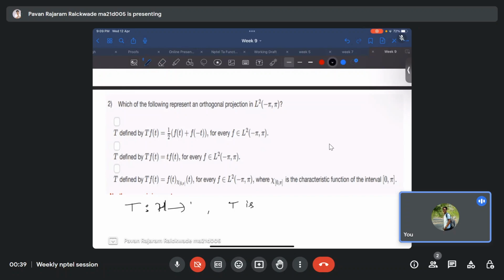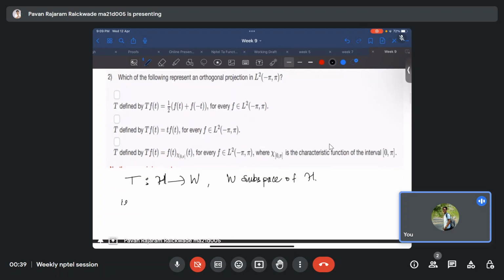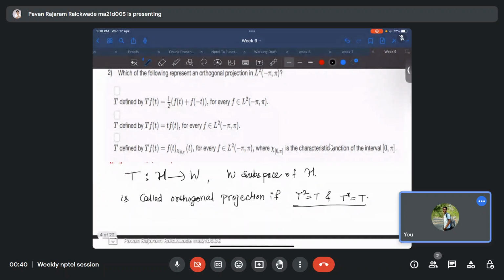I'll write W, where W is a subspace of H. T is called an orthogonal projection if the same conditions hold: T squared is again T, and the adjoint of T is T. So these two are the conditions. If these conditions are met, then that's an orthogonal projection. That's all we have to verify.